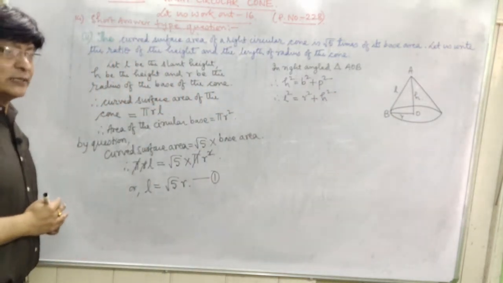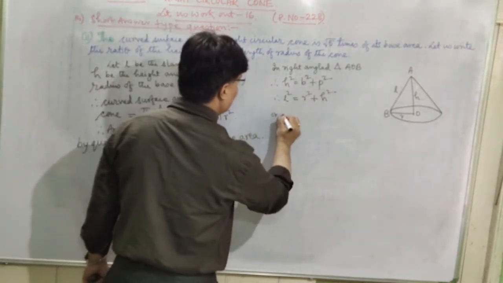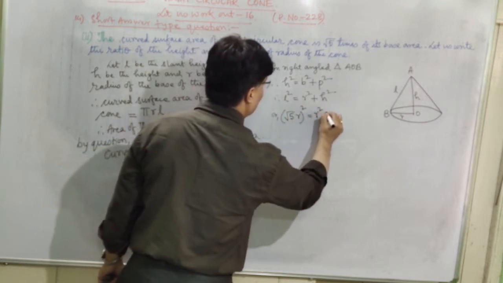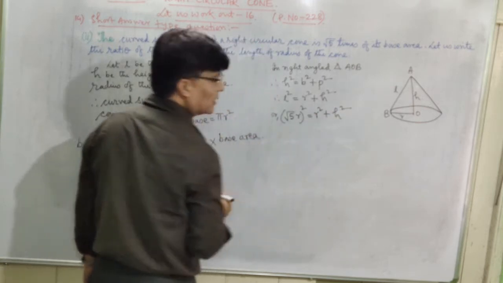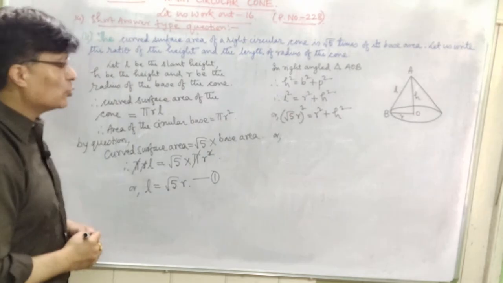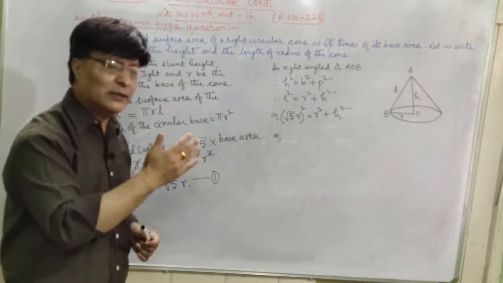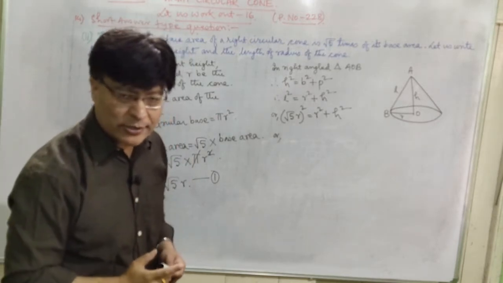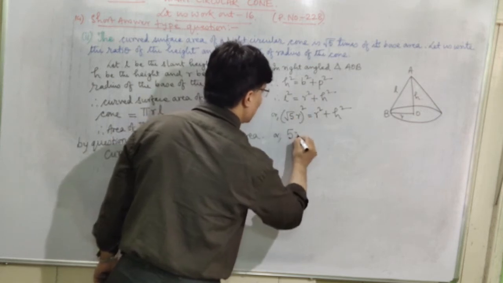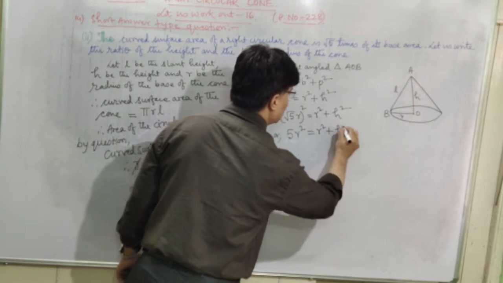So I think you have understood it. Now we can put the value for L here. What is the value for L here? It is root over 5r whole square is equal to r square plus h square. What is root over 5r whole square? Root over 5 is multiplied twice, so root over 5 into root over 5 is 5. And r whole square is r square, which is equal to r square plus h square.